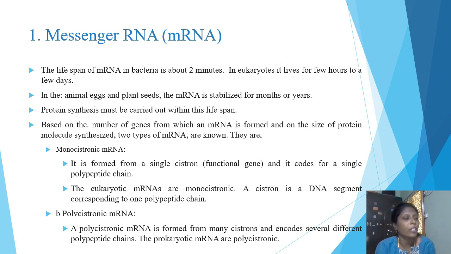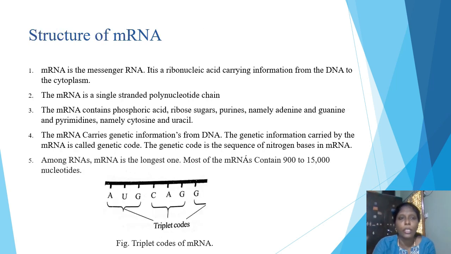And then the second one is polycistronic mRNA. A polycistronic mRNA is formed from many cistrons and encodes several different polypeptide chains. The prokaryotic mRNA are polycistronic. So in the next slide, we are going to see about the structure of mRNA.